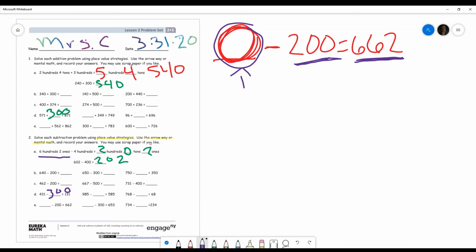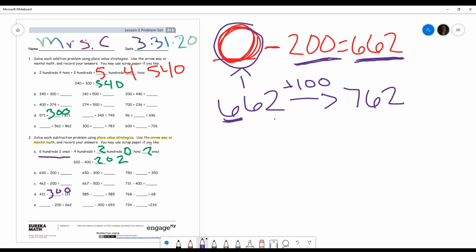Okay? So let's take 662, and let's do this the arrow way. It's good practice. We need to add 200, so I'm going to add 100. And remember, I'm only changing the hundreds place. I'm not changing the 10, and I'm not changing the 1. The only number changing is in the hundreds place. So 6 plus 1 is 700, and my 10s and my 1s stay the same, so it's 762.